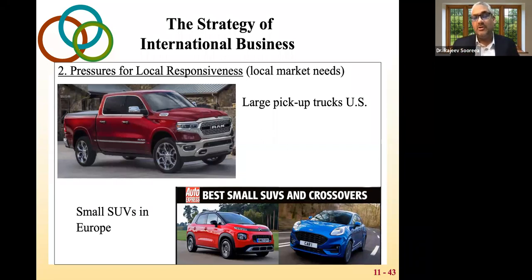But if you're going to Europe, you need to know that you need to have smaller cars. The price of oil and gas in Europe is pretty expensive, pretty high. So people need to pay attention to those, right?